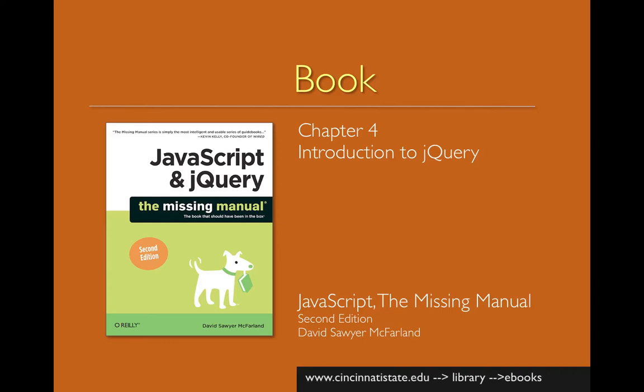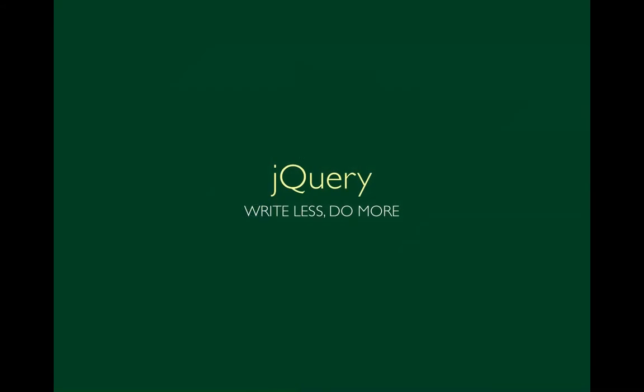Well, we're going to look at, in the textbook, chapters 14, 15, and 16 over the next week or so. And in the alternate text, it's chapter 4 and chapter 5. Basically, we're talking about jQuery, which is a library for JavaScript. You can, as you recall, get to our alternate text through the library ebooks for Cincinnati State. So go check that out.